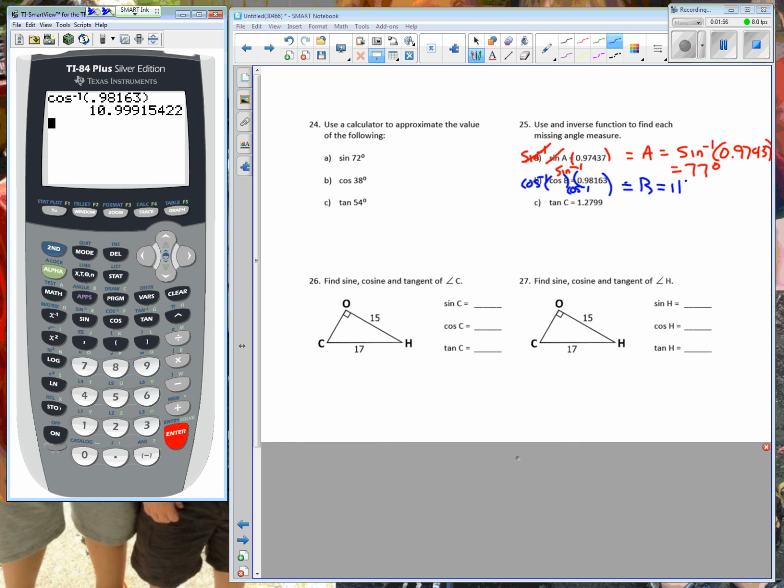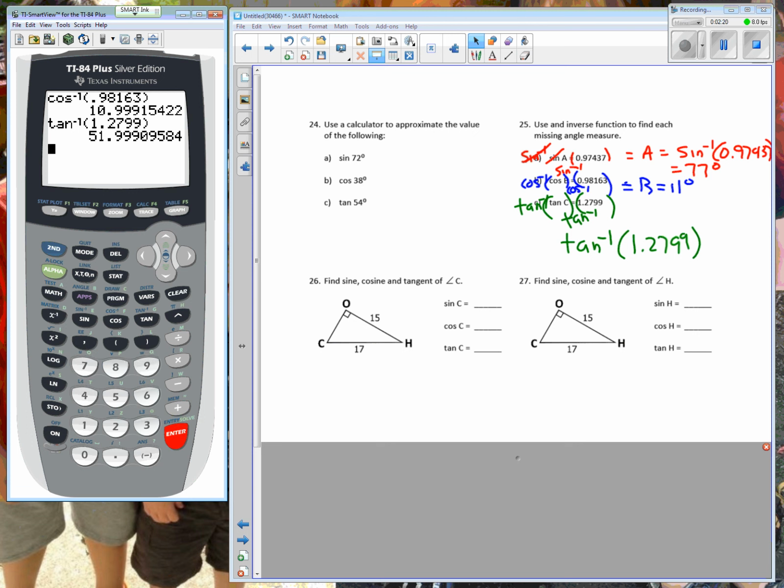On the last one, again, we're going to do the inverse tangent. Tangent inverse knocks out tangent. So I do tangent inverse of both sides there. So if I go my second tangent to get my inverse of 1.2799, we're going to get 51.9 repeating, so we're going to go ahead and call that 52.